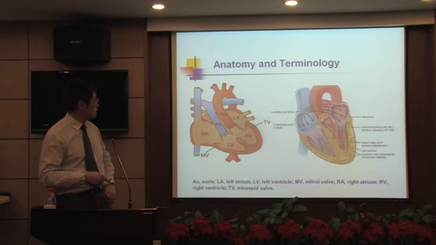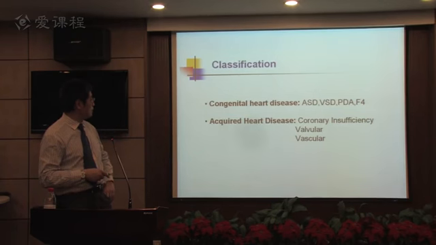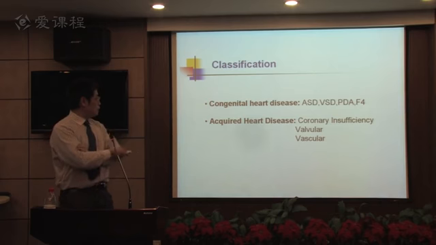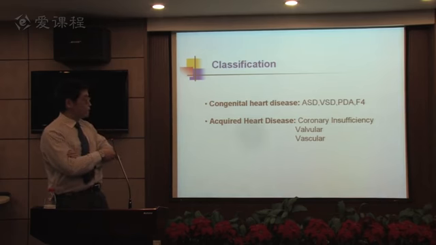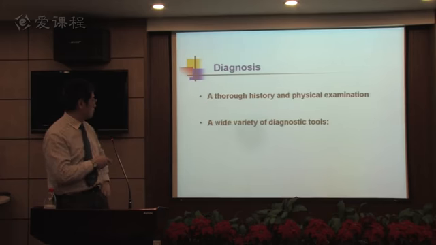So this is the simple terminology, and generally heart disease can be divided into congenital heart disease and acquired heart disease, such as ASD, VSD, PDA as congenital heart disease, and coronary artery heart disease and valve heart disease as acquired heart disease.